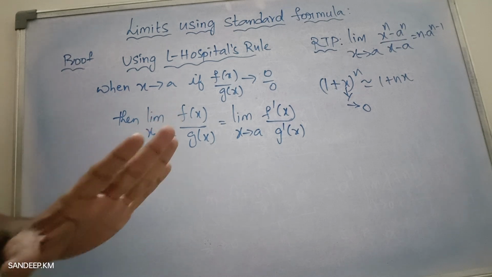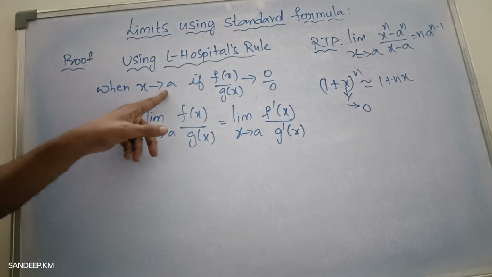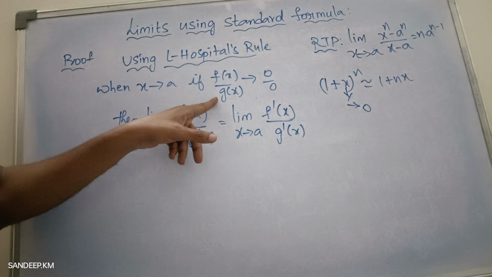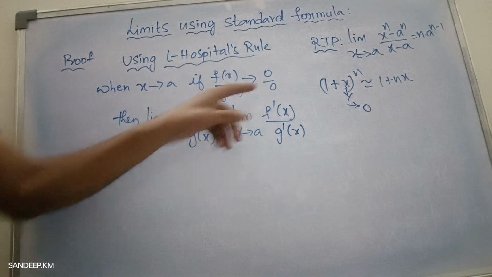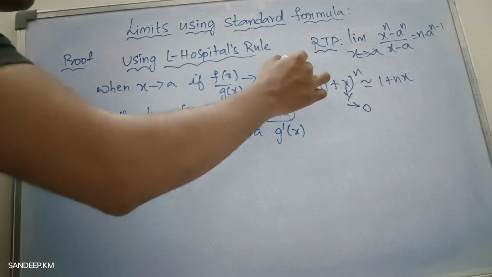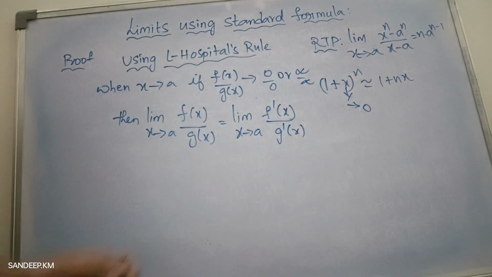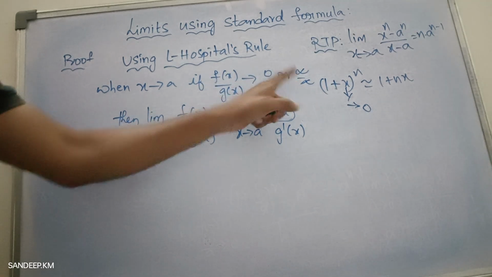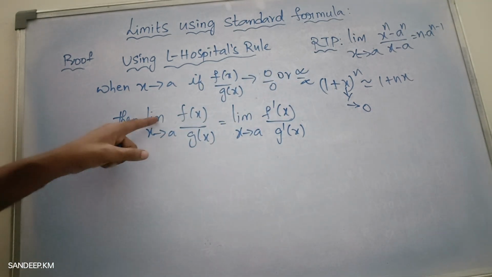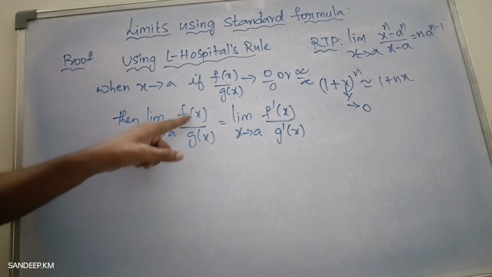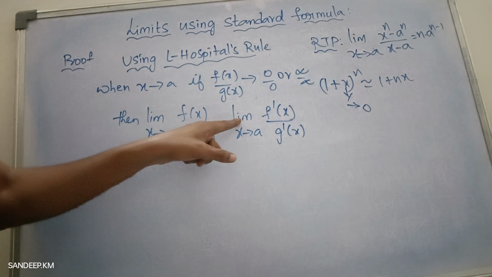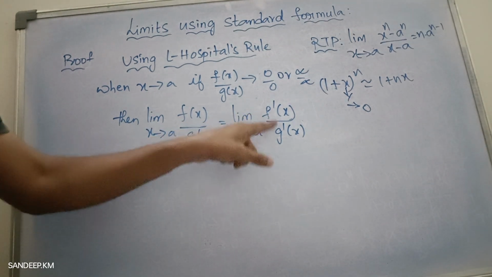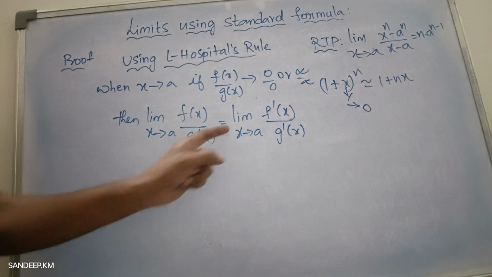Simply, what is L'Hospital's rule? When x is approaching a, if f of x by g of x, this rational function, is taking 0 by 0 form or infinity by infinity form, then we can say that limit x approaches a, f of x by g of x is equal to limit x approaches a, f dash of x by g dash of x. And we can continue again.